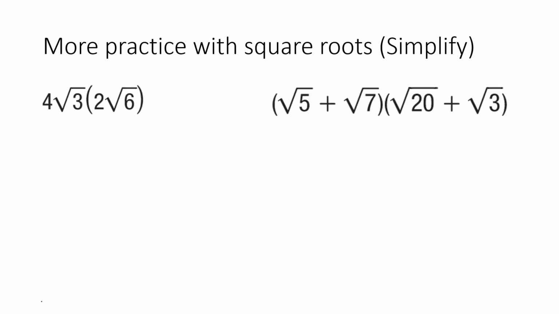When we multiply, you really kind of want to multiply the regular numbers together and the square roots together. So I'm going to just write that as 4 times 2 times the square root of 3 times the square root of 6.